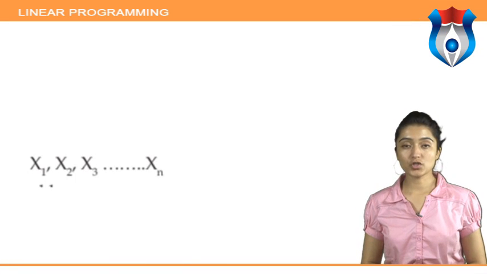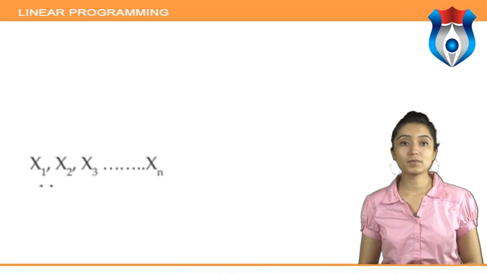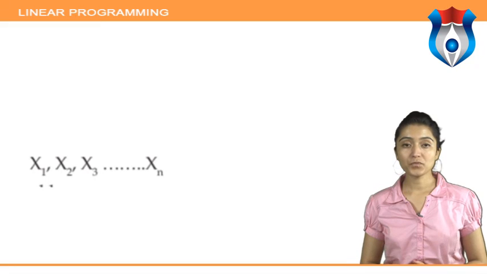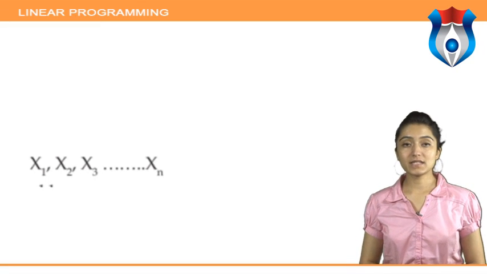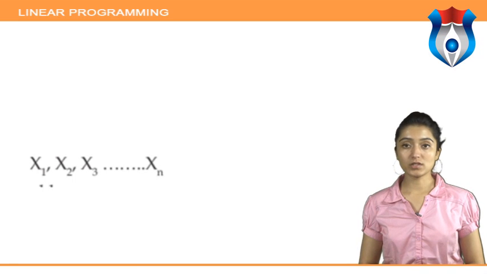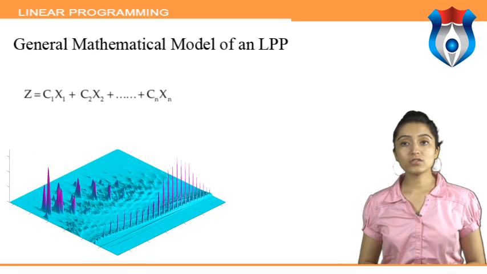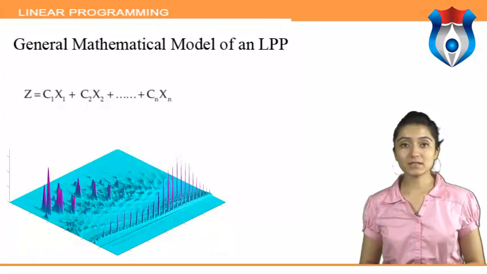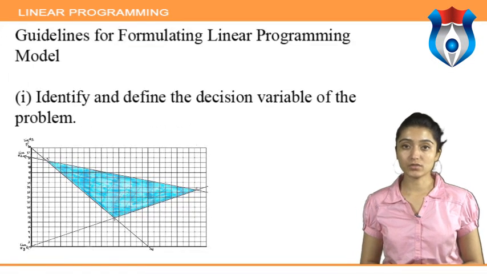The objective function of an LPP is a mathematical representation of the objective in terms of a measurable quantity such as profit, cost, revenue, etc. The constraints. These are the set of linear inequalities or equalities which impose restrictions on the limited resources. General mathematical model of an LPP. Optimize, maximize or minimize, Z by using the formula as shown on screen.